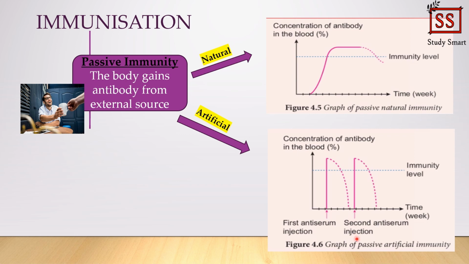So the second time, you need to inject the anti-serum again in order to make the antibody effective. But it only lasts for a few weeks and then after that it will drop back. So normally artificial passive immunity will only be injected for a person who is severely ill and whose body cannot create enough antibody to fight against the disease.